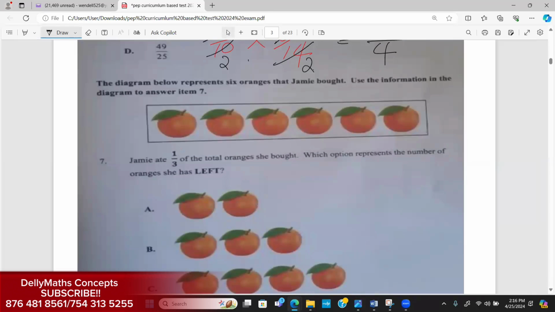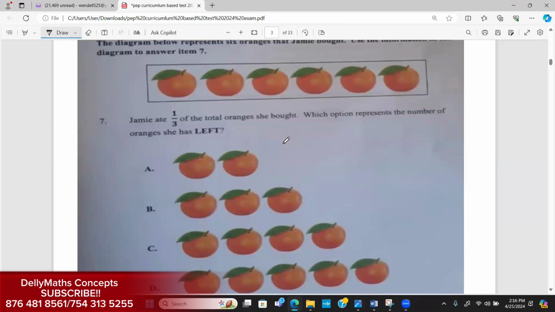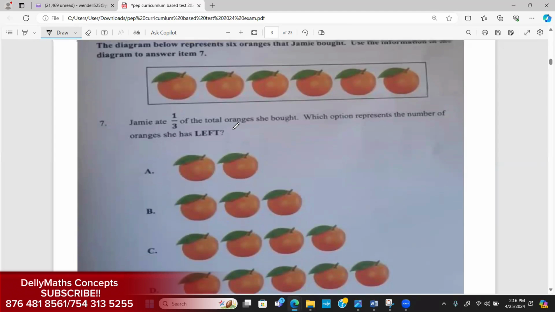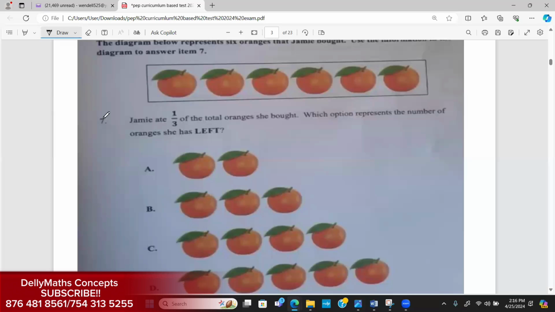The diagram below represents the 6 oranges that Jamie bought. Use the information in the diagram to answer question 7. So we're seeing all those oranges. We have 6 oranges. Jamie ate 1/3 of the total. So context, Jamie ate 1/3 of the total of the oranges she bought. Which option represents the number of oranges left?